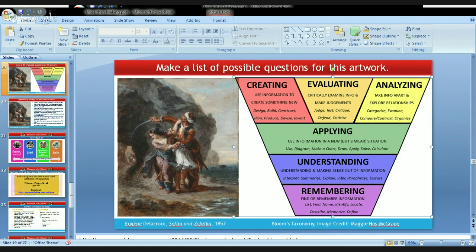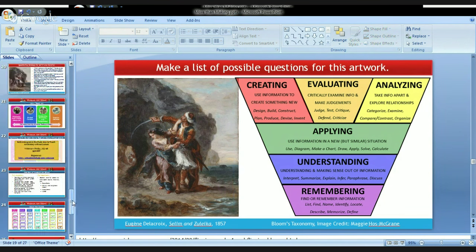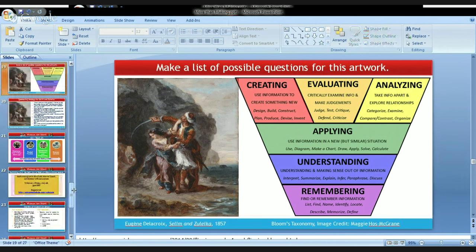And it's 2:42 my time right now, so I was going to have you make a list of questions, but I don't want us to go over the hour that I had planned, so I don't want to take too much of your time. But this is a great resource, and you can just Google Bloom's taxonomy as well and find all sorts of information for helping you come up with questions.